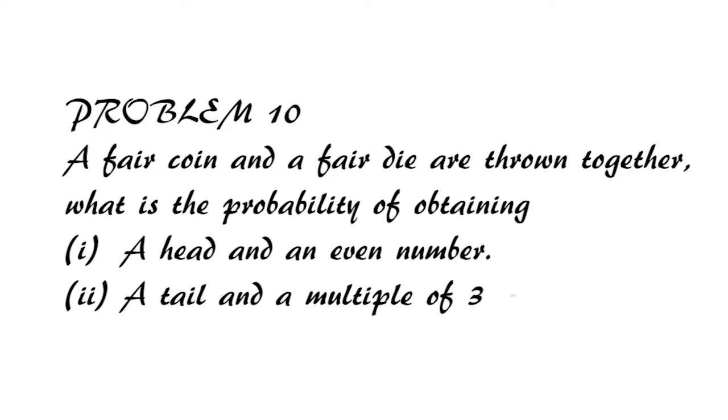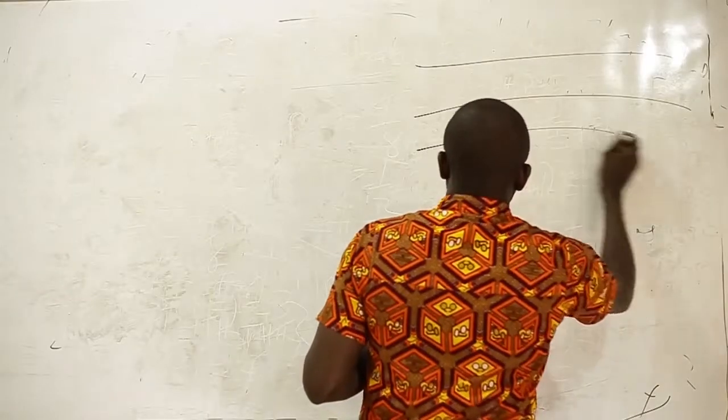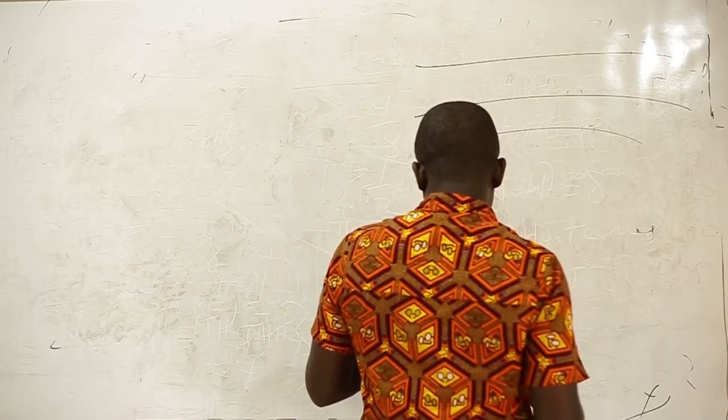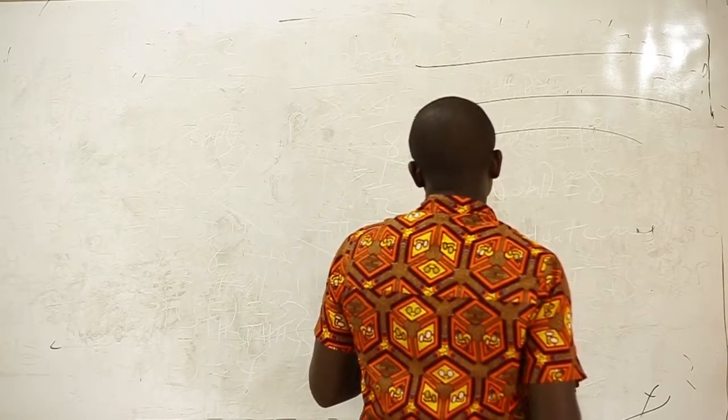Now, let's move to problem 10. A fair coin is tossed with a fair die. Problem 10 in your sheet. A fair coin is tossed with a fair die. What's the probability of obtaining a head and an even number? Okay. So here, we are talking about a fair coin and what? He said a fair coin and a die are thrown together.